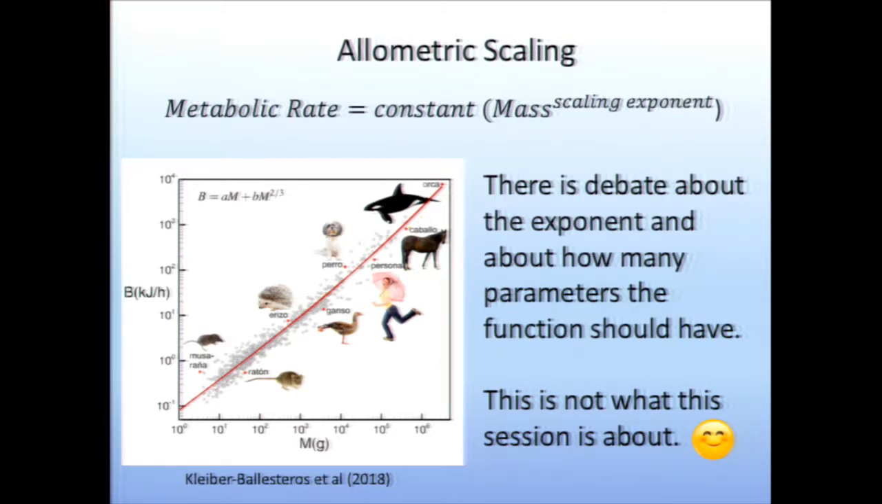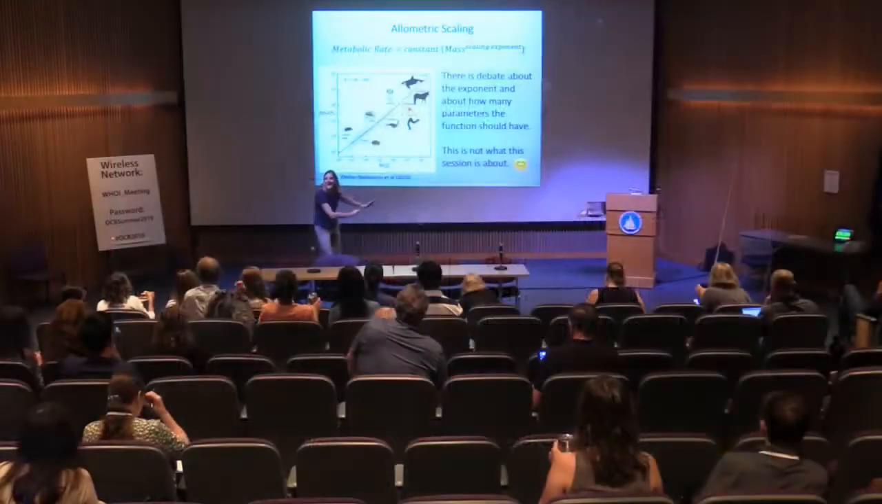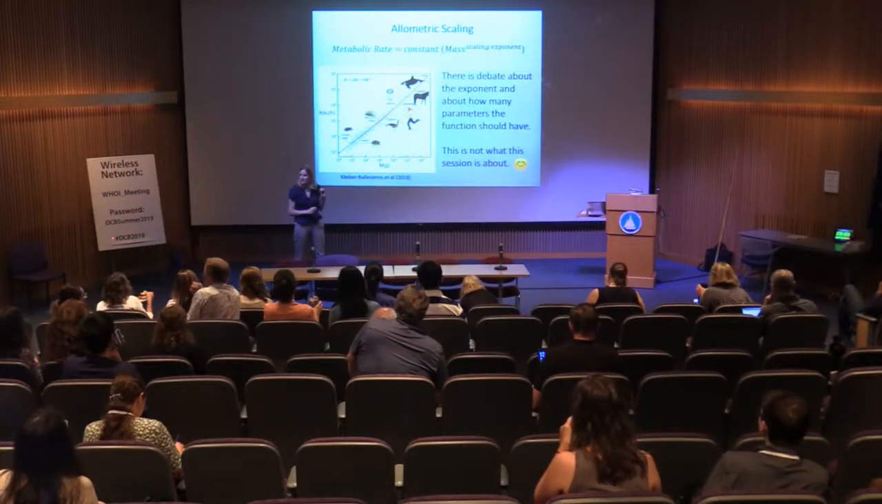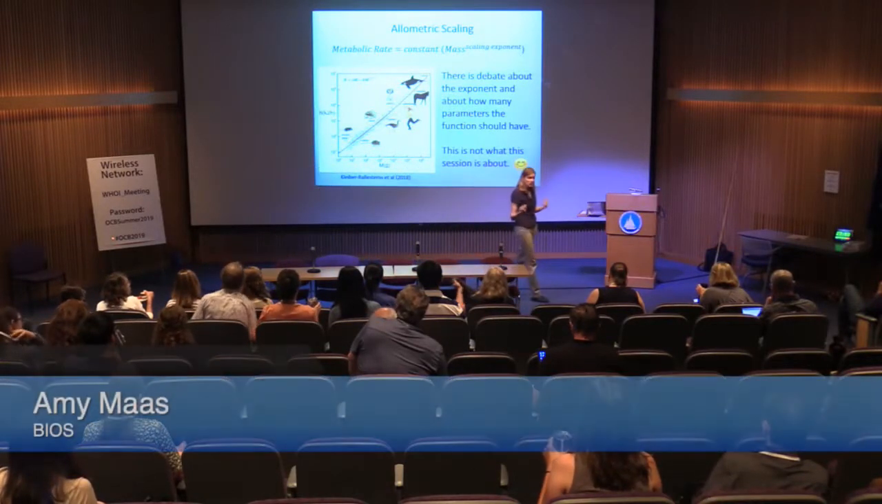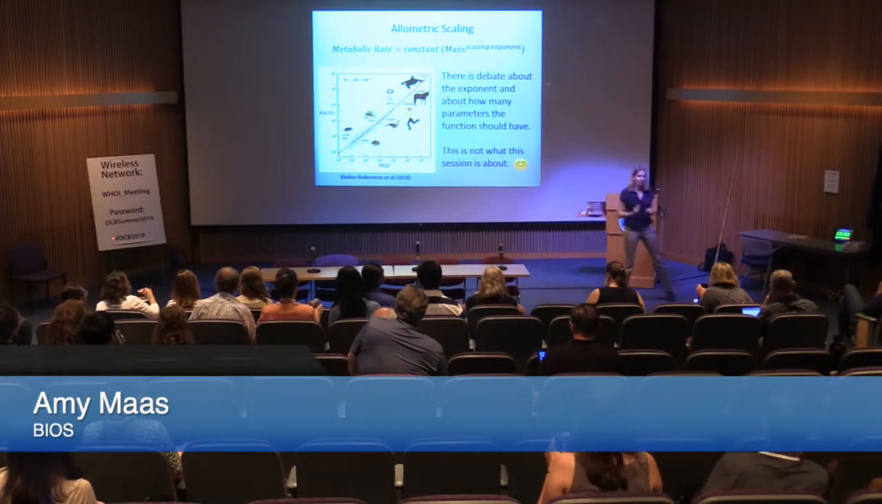And so the idea behind allometric scaling is that metabolic rate relates to mass based on a constant in some scaling exponent. We could spend an entire session with people, terrestrial, marine, limnology, who are thinking about what the exact relationship is between these things and how that particular equation should look. But we're not going to do that here.